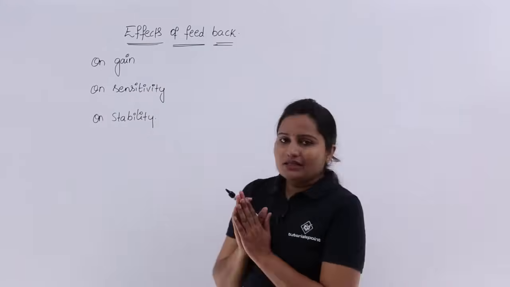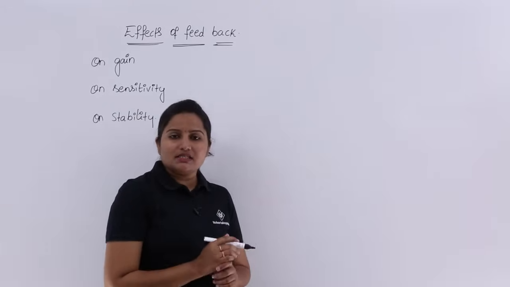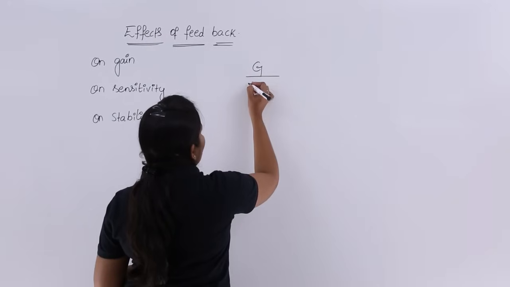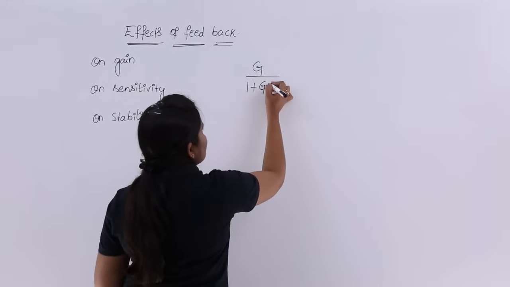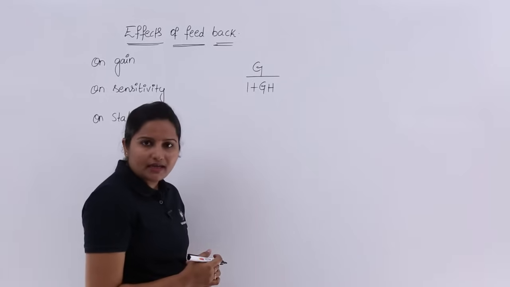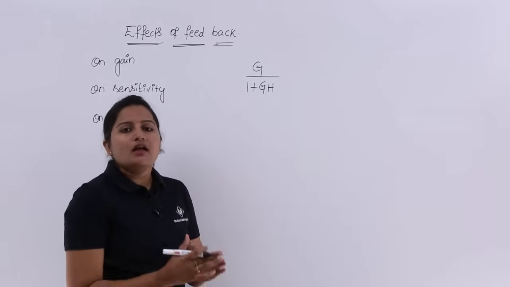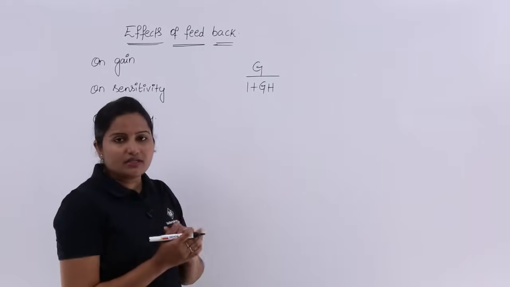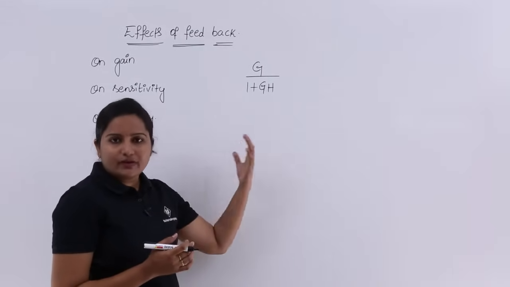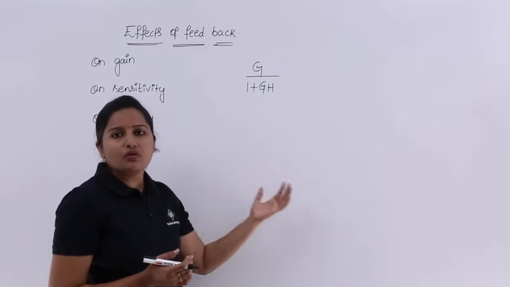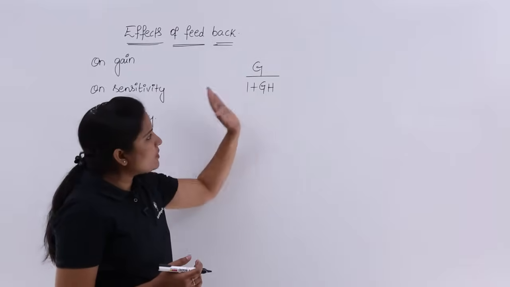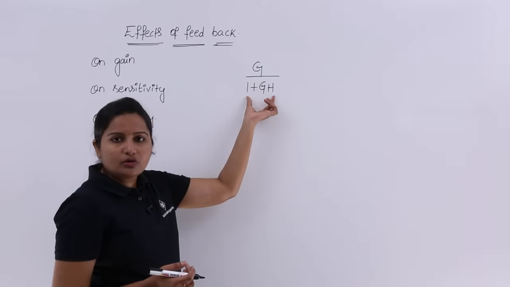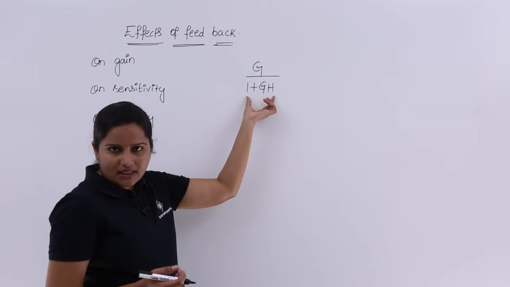So, here the overall gain of the system can be described by the transfer function equation G by 1 plus GH. This is the transfer function or overall gain equation for the negative feedback control system. If you observe this equation, this overall gain is controlled by the factor 1 plus GH.